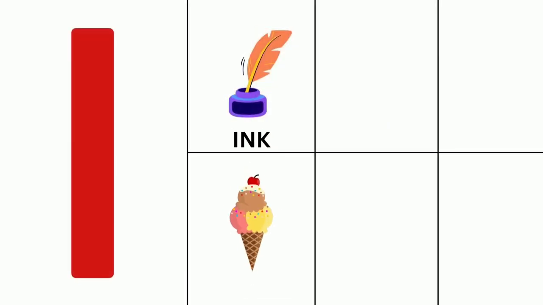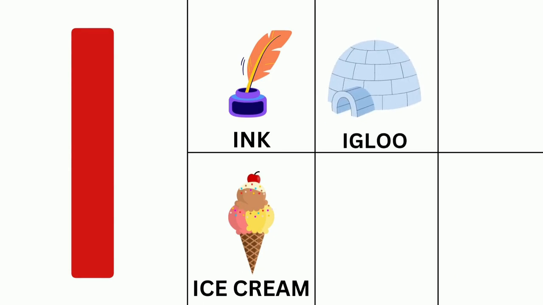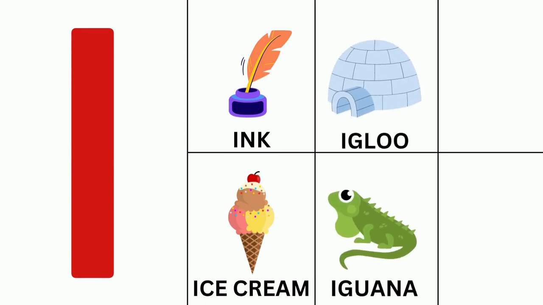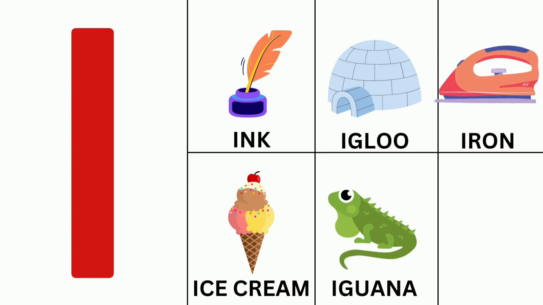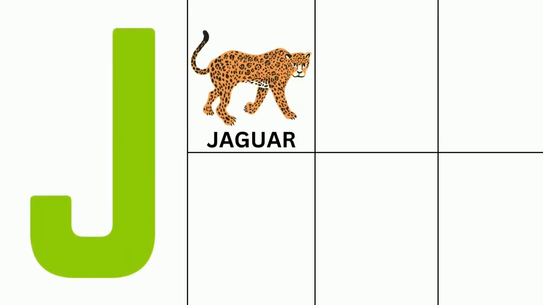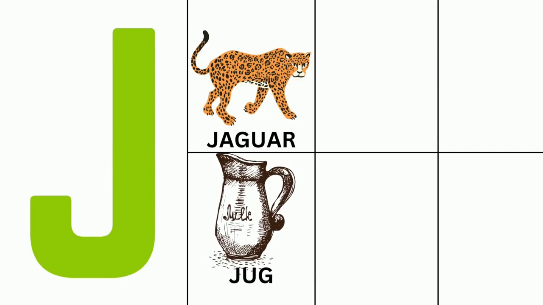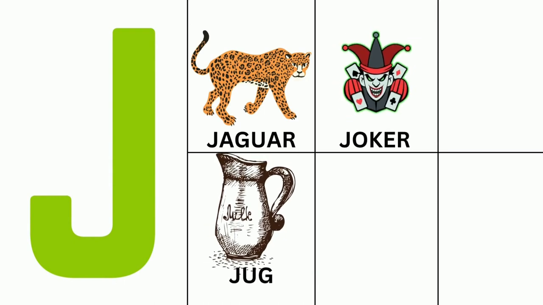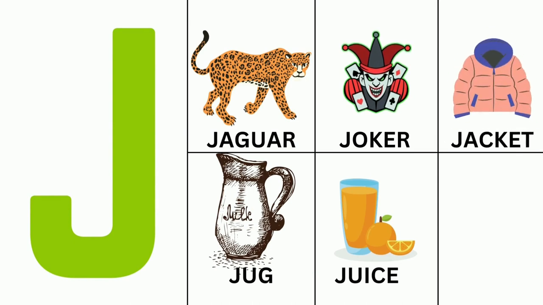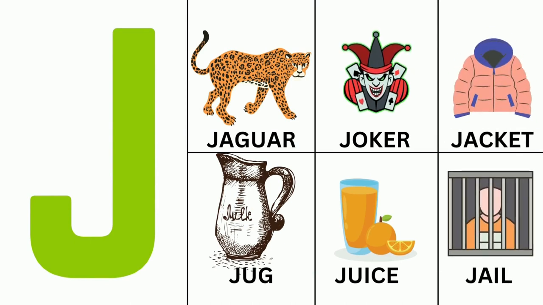I. Let's learn the words that start with I. I for ink, I for ice cream, I for igloo, I for iguana, I for iron, I for injection. J. Let's learn the words that start with J. J for jaguar, J for jug, J for joker, J for juice, J for jacket, J for jail.